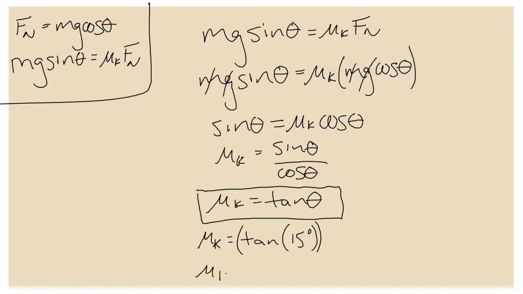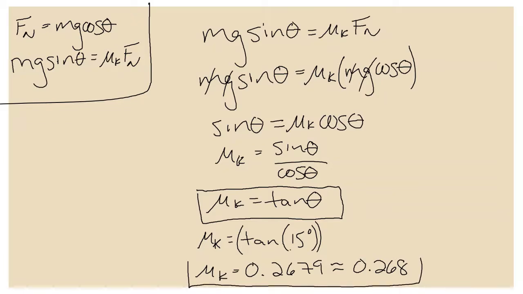And when we plug that into our calculators, we should get that the coefficient of kinetic friction is 0.2679. And so we can call that 0.268 or 0.27. It doesn't really matter. And that's it. All we need to solve for the coefficient of kinetic friction is the angle. We don't need the mass. We don't need to know the type of material. All we need to know is the angle the ramp needs to be lifted to in order to cause this thing to move at a constant speed. Pretty cool.